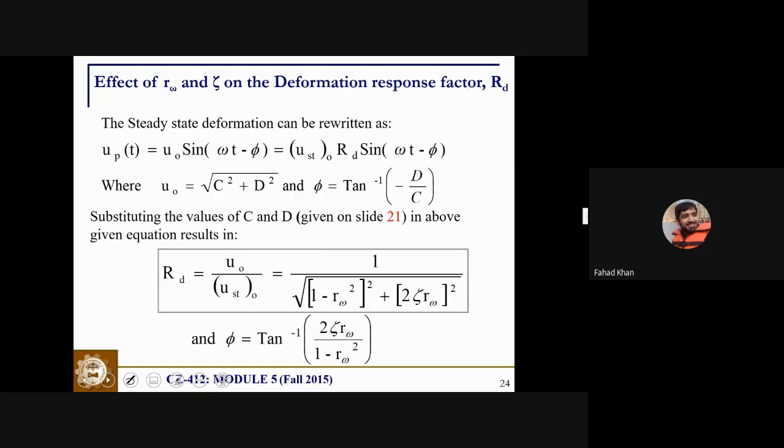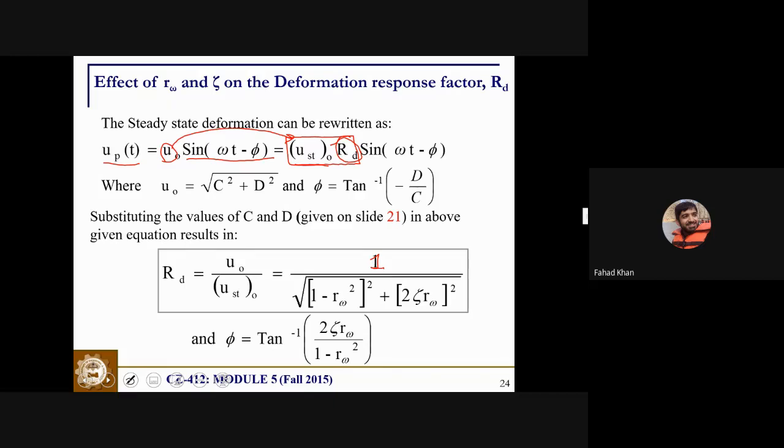The steady state deformation can be rewritten, as we discussed previously, as the particular solution equal to the dynamic displacement multiplied by sine omega t minus phi, where dynamic displacement can be rewritten as static displacement multiplied by the displacement amplification factor RD. The RD, as compared to our previous case, takes a very complicated form, and the new formula for the damped system is going to be something like this: 1 divided by square root of 1 minus r omega squared, whole squared, plus 2 zeta r omega squared.